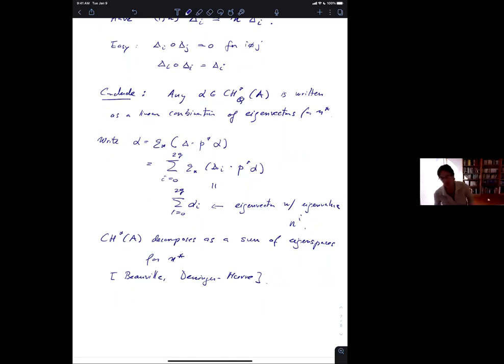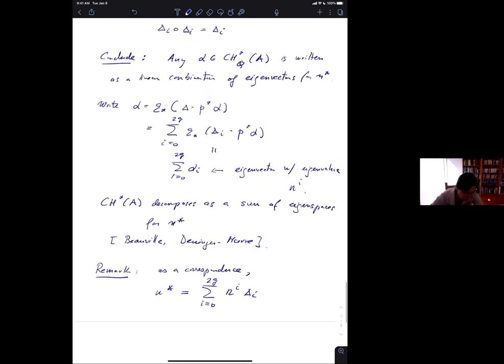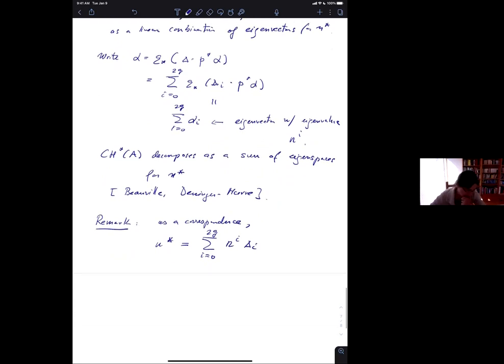So this also plays a role for our SL2, which is why I'm insisting we'll come together in N. But let me also note a basic remark that we're going to use: as a correspondence, we can write the multiplication by N star as the sum of these eigen-correspondences delta I weighed by N to the I. So that's the first. And another way we could write this is that N star is the transpose of the graph of multiplication by N.